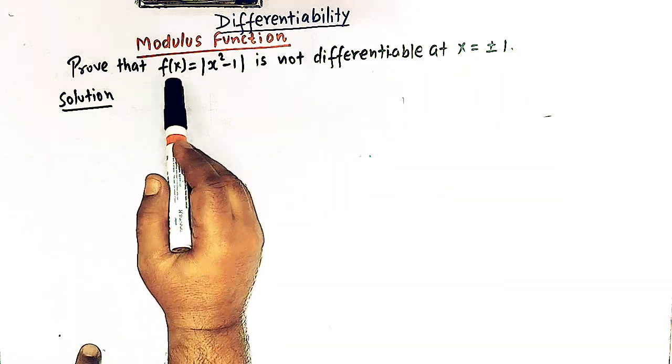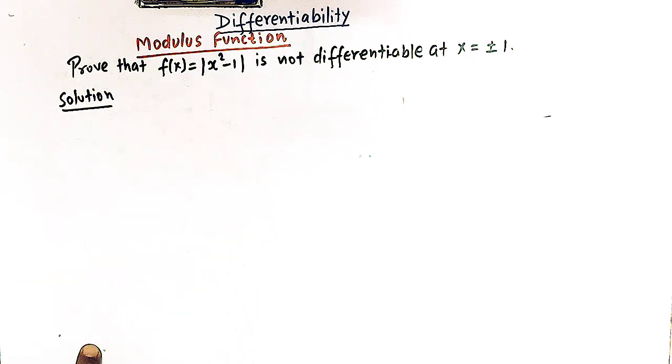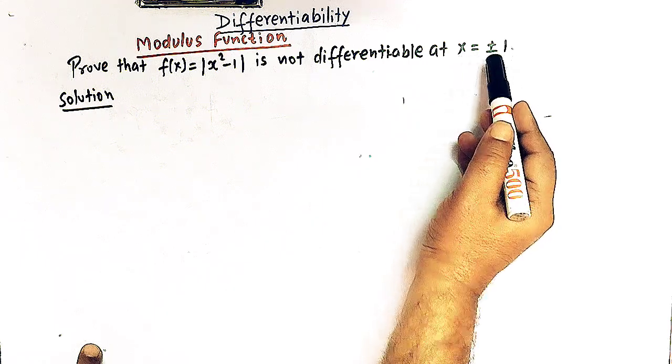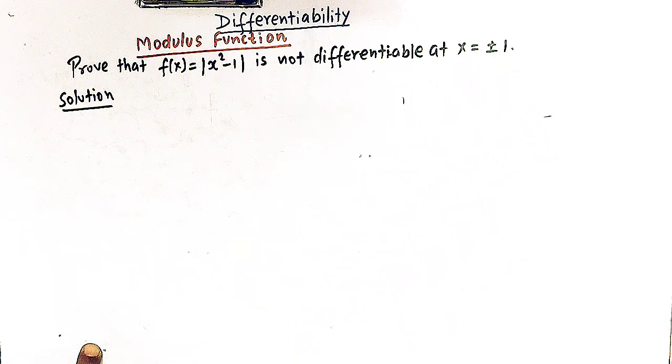The domain of this function f of x is the set of all real numbers, right? And this function is differentiable everywhere, that is for all values of x belonging to R except these 2 points, that is x is equal to plus 1 and x is equal to minus 1. So let us see how we can prove that this function is not differentiable at these 2 points using the concept of right hand derivative and left hand derivative.